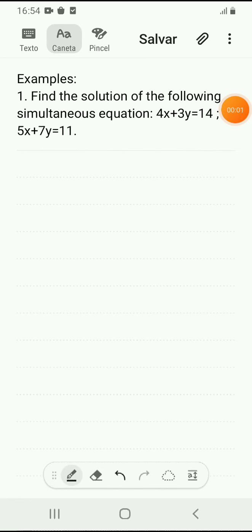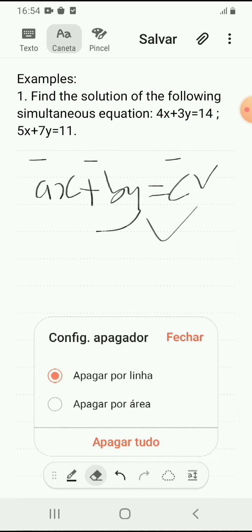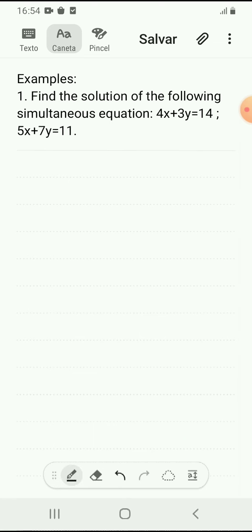Guys, before you start solving any simultaneous equation, you need to make sure that both of the equations you were given follow this format here: ax plus by equals c, where a, b, c can be any numbers. 4x plus 3y equals 14 follows this format. 5x plus 7y equals 11 also follows this format. So when you're sure that both equations follow that specific format, this is what you do. You write the equations one above the other, and the like terms should be nicely aligned, as I am doing here.